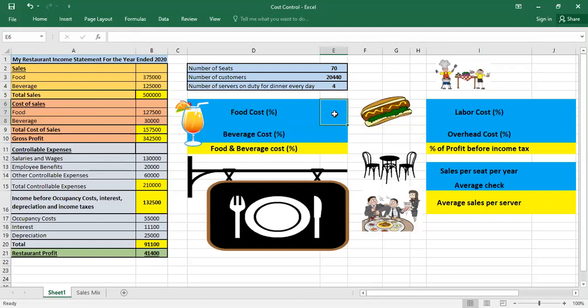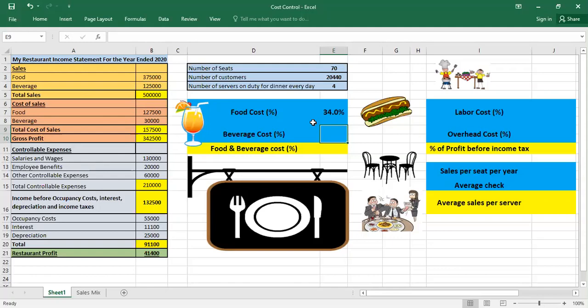The first cost that we have to monitor is the food cost. It's the cost associated with producing the menu items. Usually it's the largest or second largest expense category. So here, in order to calculate it, it's the food cost divided by the food sales. It means for every dollar that we are earning as revenue, we are paying 34 cents.